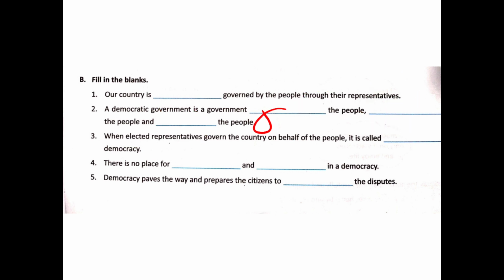Question number 3. When elected representative govern the country on behalf of the people, it is called representative democracy.